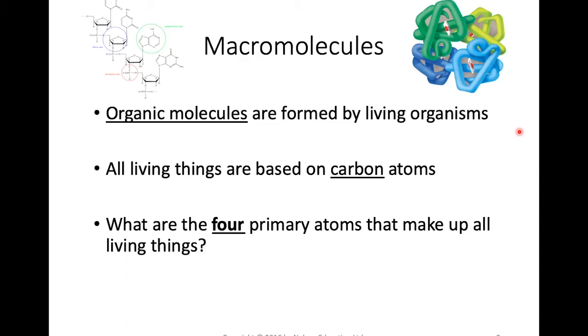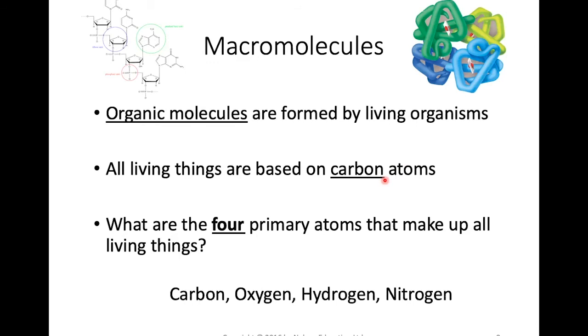Now, all living things are based on carbon atoms. But there are 4 primary atoms that make up all living things. So when you think of an organic molecule, I want you to think of the following 4 primary atoms: carbon, oxygen, hydrogen, and nitrogen, so COHN. Carbon, oxygen, hydrogen, and nitrogen. Those are the 4 primary atoms that you're going to find making up all of our macromolecules.